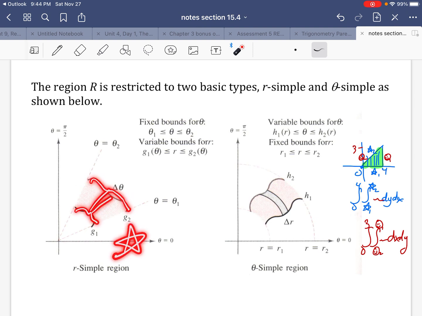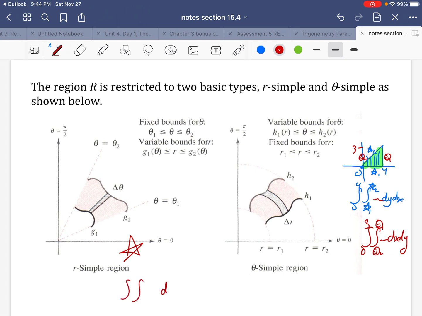And so that's the way that we're going to do it. We are always going to be doing dr. So we're going to go from an r value to another r value, and then we're going to go from a theta to another theta. So we're going to be going from one curve to another curve and then going from one angle to another angle to get our space in between.